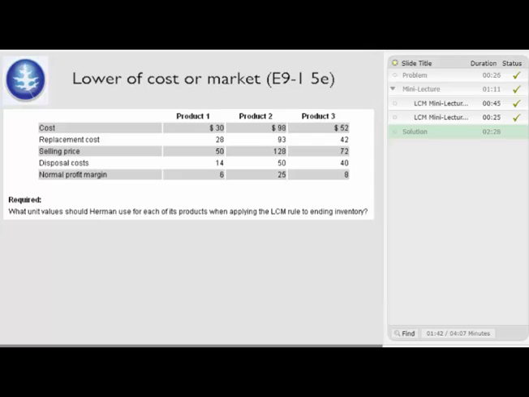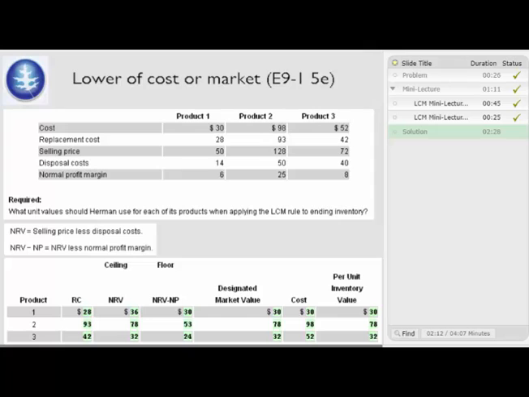First, let's define NRV. NRV stands for net realizable value, and we define net realizable value as selling price less disposal costs. NRV represents the ceiling when we are applying lower of cost or market. NRV minus NP is defined as net realizable value less a normal profit margin. NRV minus NP represents the floor when we are applying lower of cost or market.